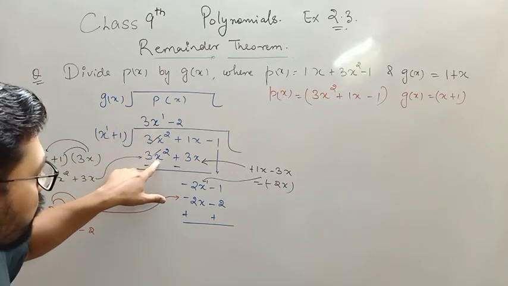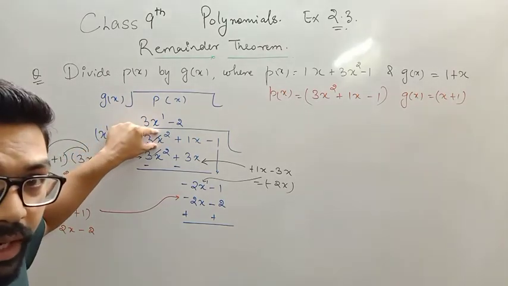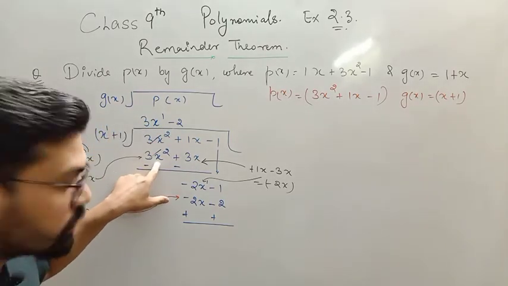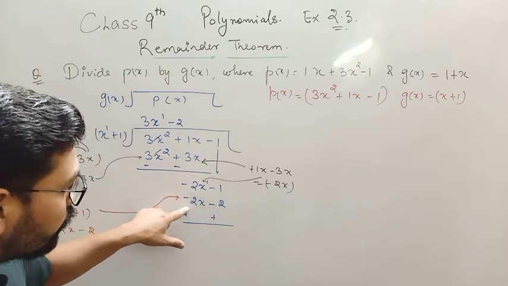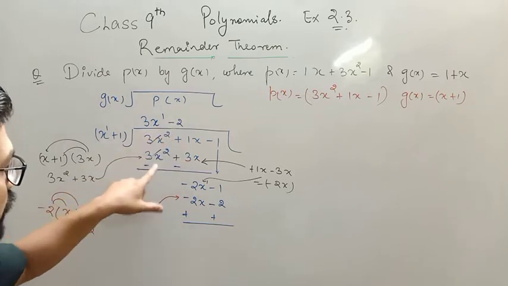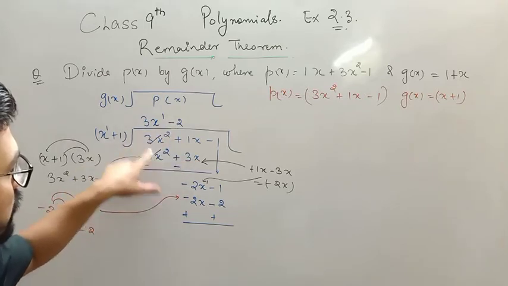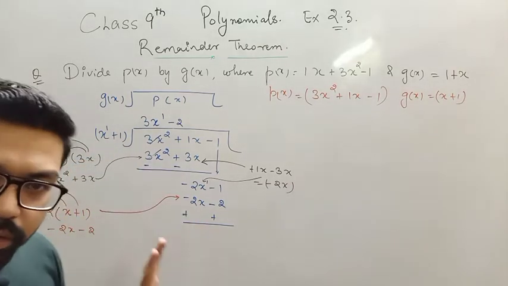So son, why did you make 3x square here? The reason is that here there was 3x square. For that you just need to make this equal to 3x square. Similarly here minus 2x is given, so you need to get a value minus 2x here. For that you just multiply minus 2 with this. Earlier what you did is you multiplied 3x with this value to get 3x square. I think this thing is clear to you all.